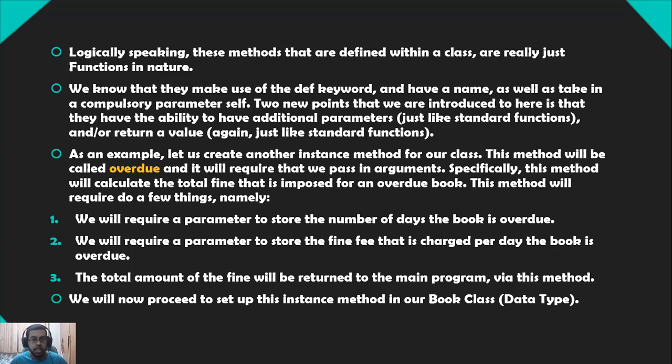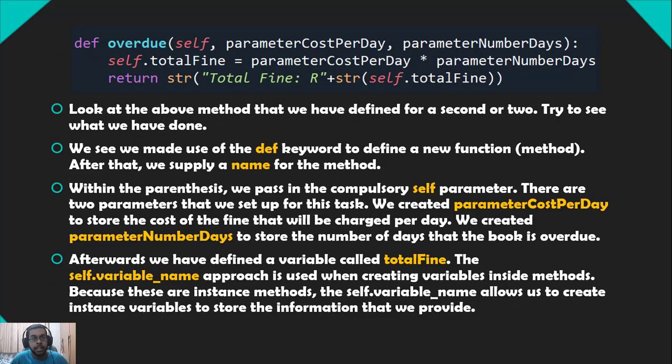We will now proceed to set up this instance method in our book class data type. Define overdue, self, parameter cost_per_day, parameter number_days. self.total_fine is equal to parameter cost_per_day multiplied by parameter number_days. Return string "Total fine R" plus string self.total_fine.